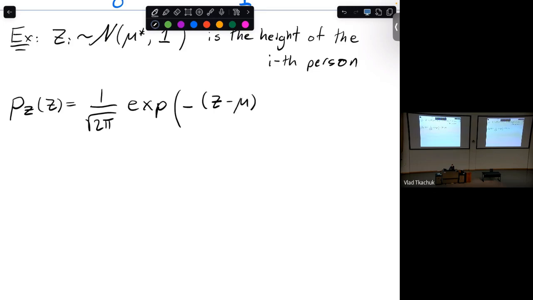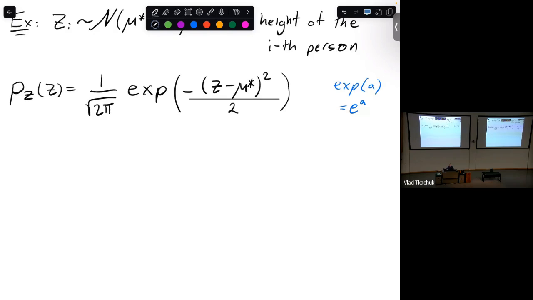And what's the exponent? It's the value that you care about, the density at that value, relative to the mean. This is the expected value, the mean of the distribution, squared, the squared distance, and then it's divided by 2 times the variance. And since the variance is 1, it's just 2 here, right? Just a side note: exp to the power a is the same as e to the a. These are equal. I feel like we should know this by now, but just in case.